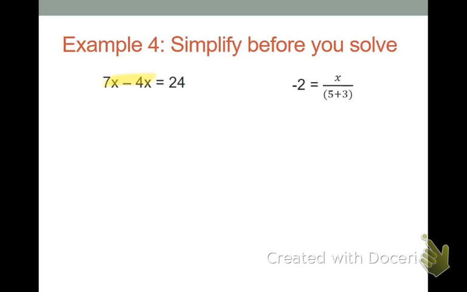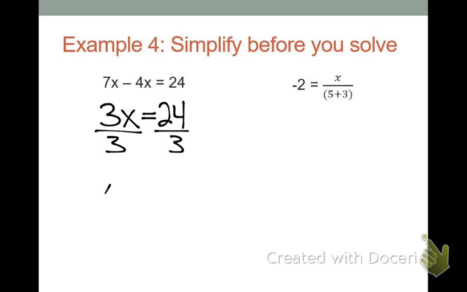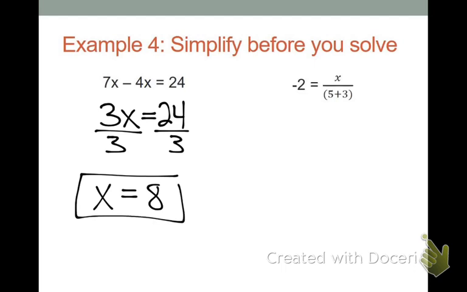Can you combine 7x minus 4x? Are they like terms? Yes, they are. What's 7x minus 4x? It's 3x. So we're going to write underneath 3x equals 24, and now I'm back to my one-step equation. What can I do to both sides to solve? Divide by 3, not 3x, but just 3. x equals 8. And then if this was a homework assignment, you would check.